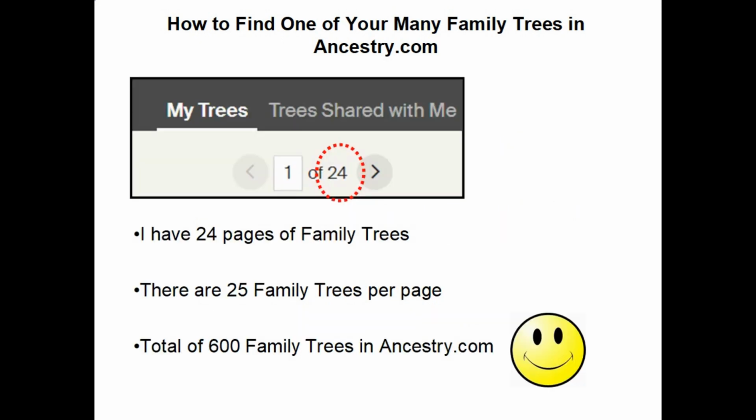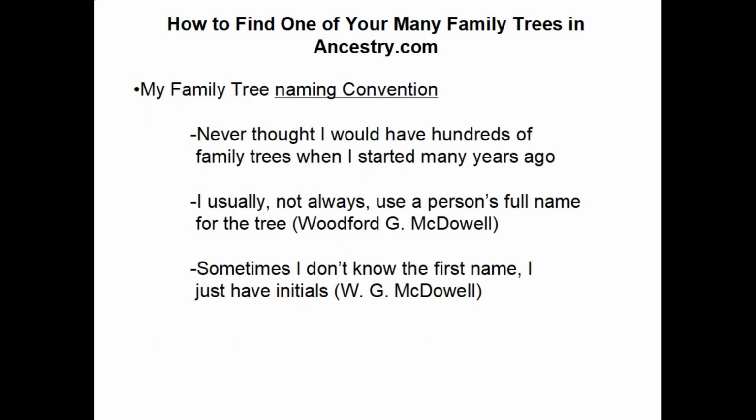When you go into Ancestry.com and you look up the trees that you've created in the past, part of the screen page that you see is shown here, and it'll say My Trees, and then it'll say, in my case, 1 of 24 pages. So I have 24 pages of family trees in Ancestry. On each page, there are 25 family trees, so if you do the math, 24 times 25, I have a total of 600 family trees in Ancestry.